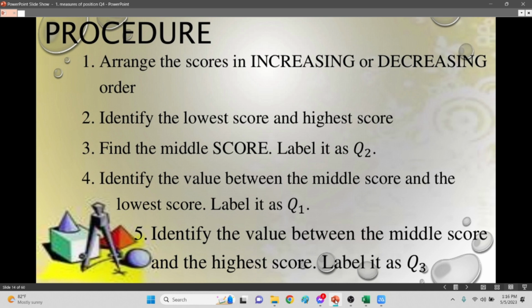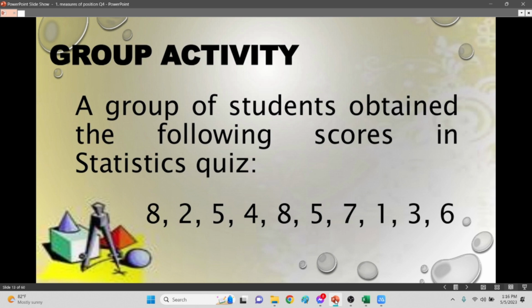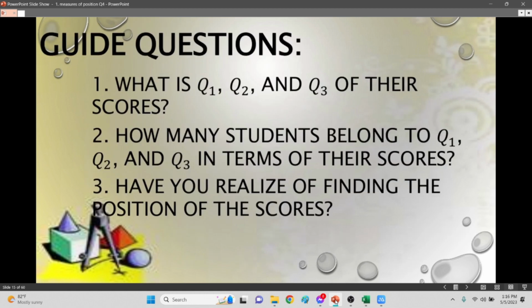Okay, so go back to our values or data. After arranging those values, I have a short question. First, what are Q1, Q2, Q3 of their scores? Second, how many students belong to Q1, Q2, and Q3 in terms of their scores? Third, have you realized how to find the positions of the scores?